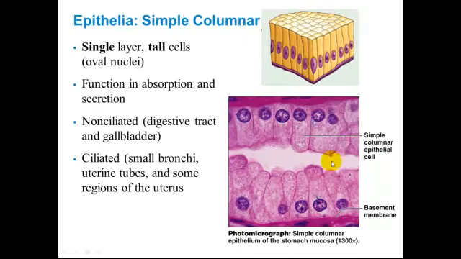Now, simple columnar, we have a single layer of these tall cells. These nuclei may be more elongate. Here they still look pretty round, however they can be a bit more elongate. We can have ciliated or non-ciliated versions. So non-ciliated would lack cilia. Ciliated would have cilia, and that cilia would serve to move things along the surface.